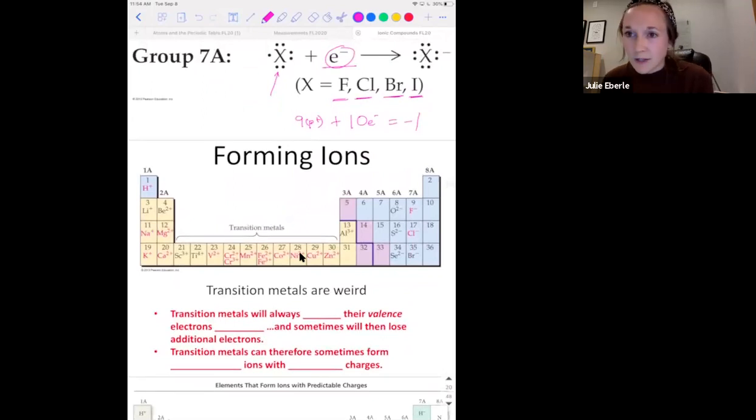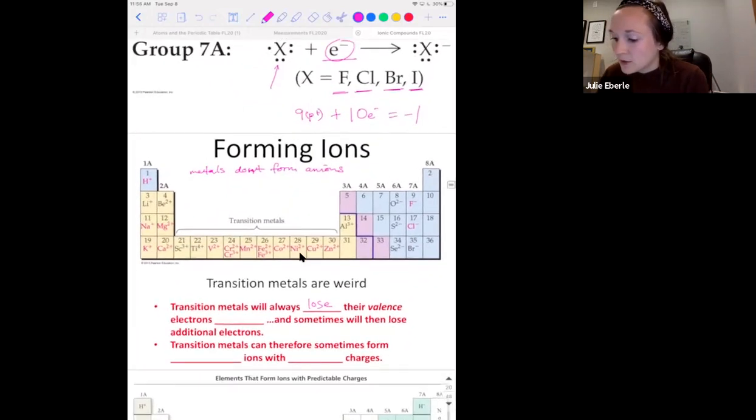Transition metals are different. Let's fill these blanks in. Transition metals will always lose, first off, they're metals. And metals don't form anions. They form cations. And if you're a cation, that means you have lost valence electrons. So transition metals will lose their valence electrons.